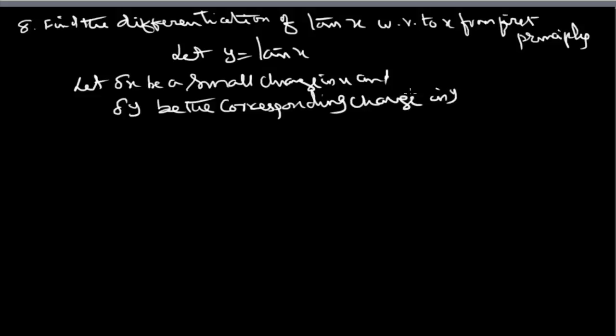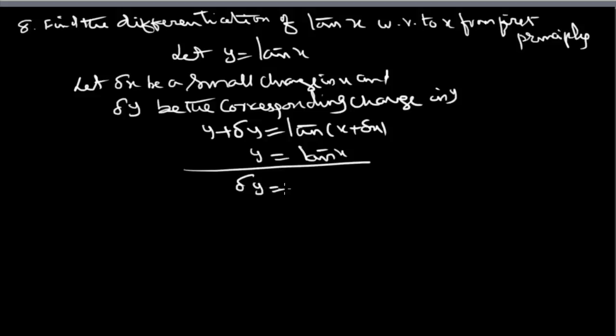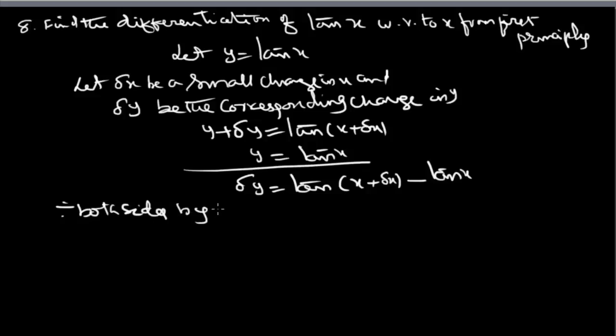in y. So wherever x is there, x plus delta x, wherever y is there, y plus delta y. Y plus delta y is equal to tan of x plus delta x. Same method, y is equal to tan x, we write, then subtract. Delta y is equal to tan of x plus delta x minus tan x, and divide both sides by delta x and take limits as delta x tending to 0.